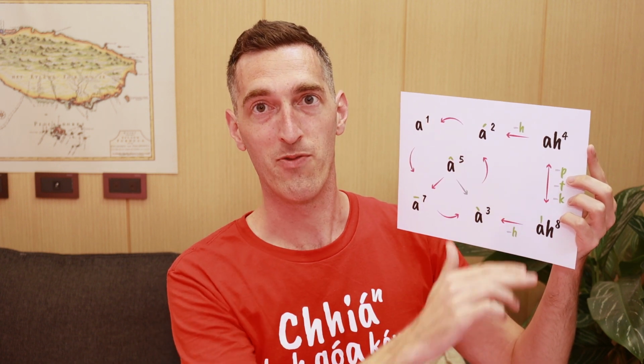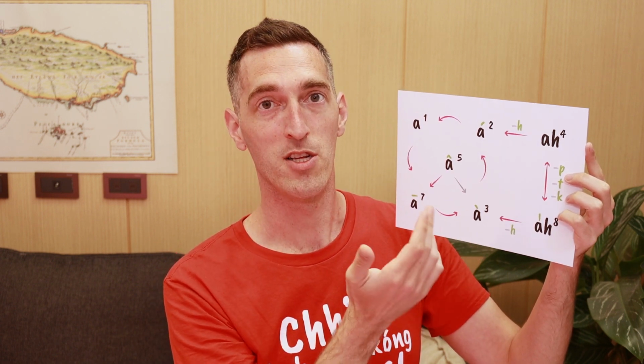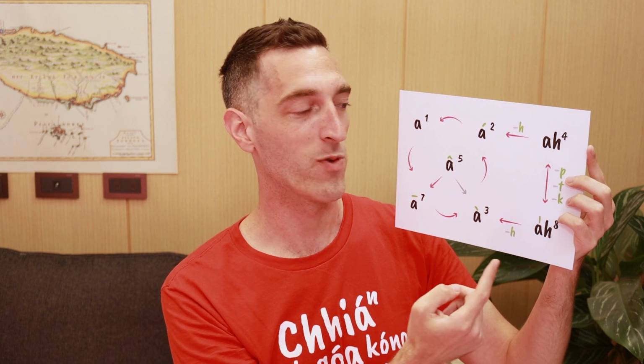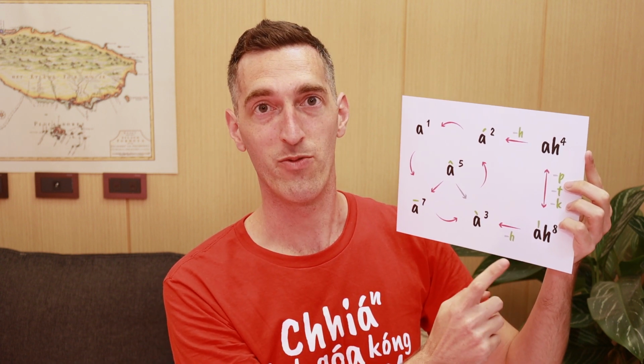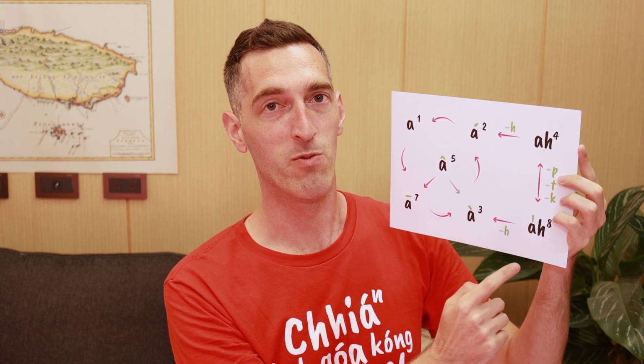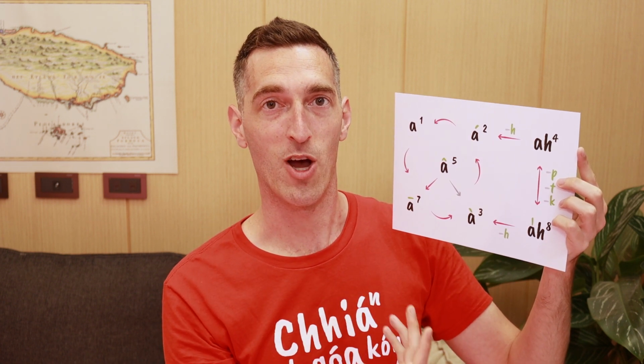And finally, if there's a P, T, or K at the end instead of an H, what we're going to do is swap the 4th and the 8th tone together. So the 4th tone, if we took the word tok, when we read it out loud, we're going to read it as an 8th tone, tok, and vice versa. So if we had the word tok, we would read that as a 4th tone, tok.